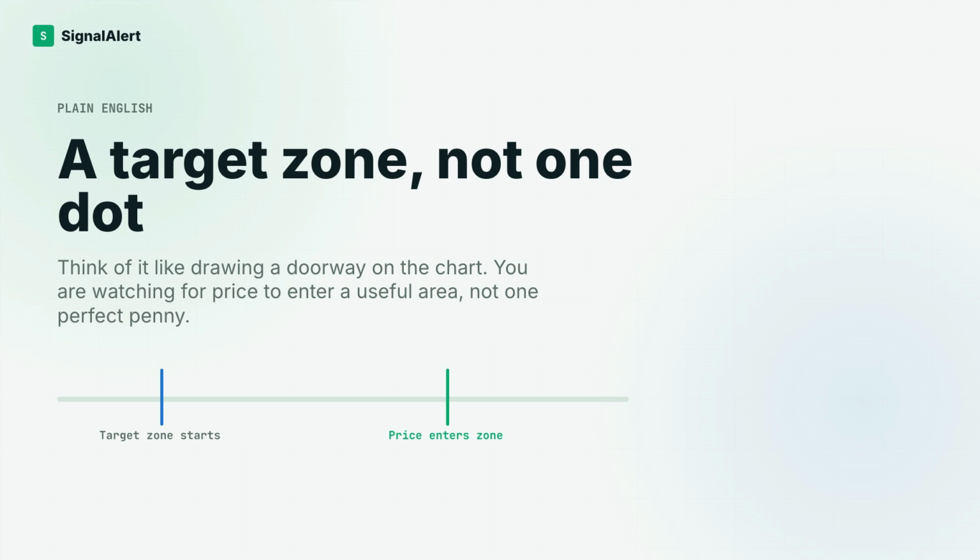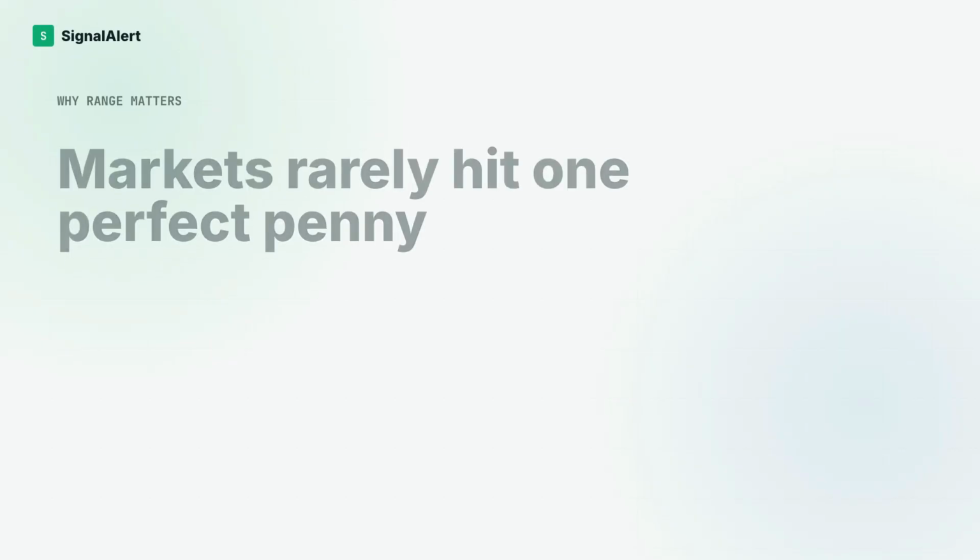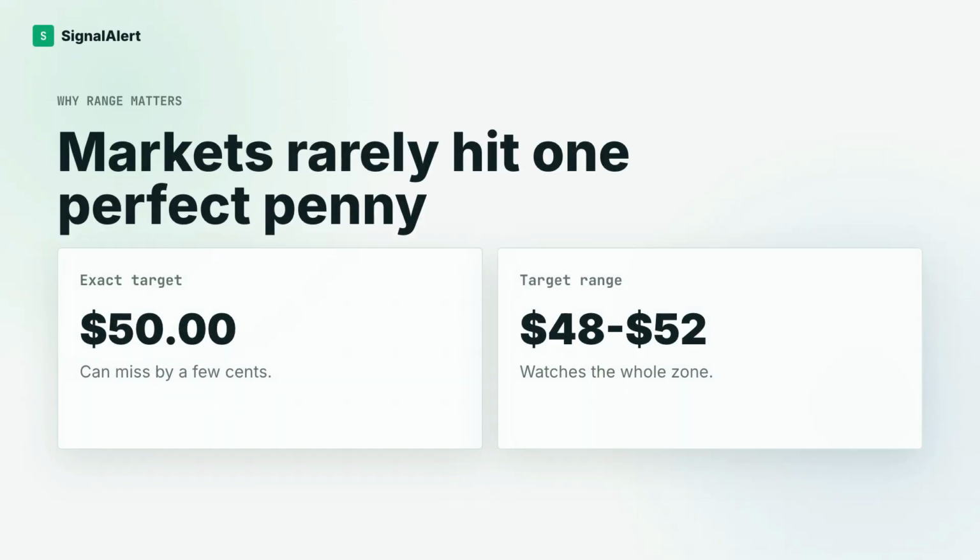That is helpful because markets are messy. A stock might come close to your level, miss it by a few cents, or move through it quickly. A range gives you a little room to work with.